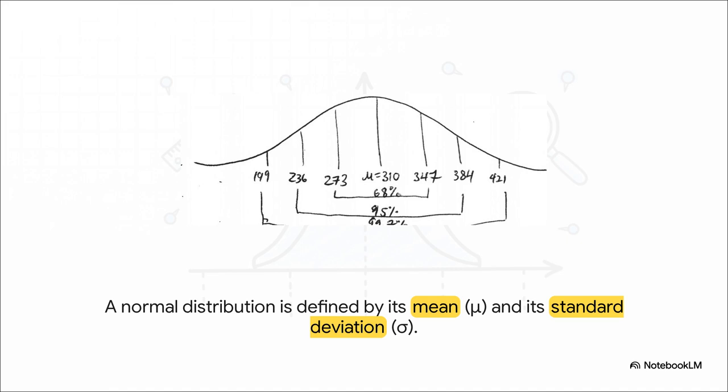Now, to really get this, we only need to understand two things, and this drawing lays it out perfectly. First, you've got the mean. That's the Greek letter mu right in the middle. It's just the average of all your data. And second, you have the standard deviation, or sigma. Just think of sigma as one standard step away from the average. It tells you how spread out everything is.